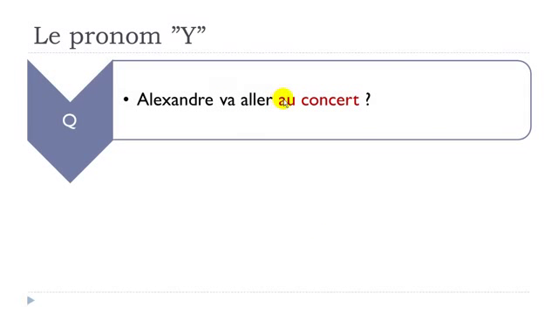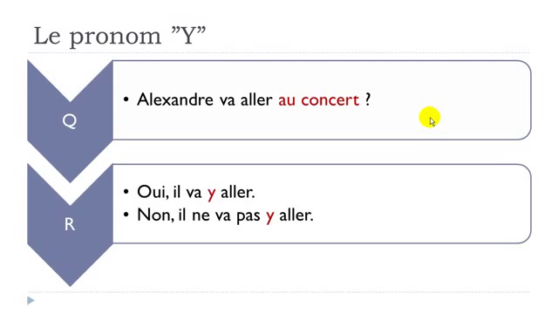Alexandre va aller au concert? So it looks a bit strange, sorry about that. He's going to go at the concert. I know, I know, but it's just to show you how it works, and I don't want to change the sentence, okay? So, oui, il va y aller. Okay? So you can see here now that this pronoun "y" should be before the second verb, okay?